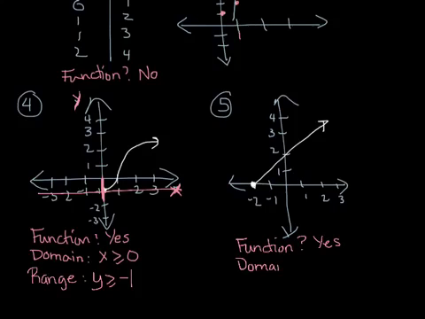Our domain, we're going to figure that out by seeing where the x starts and ends. So you'll notice that it starts at -2. It never ends. It goes on forever and ever. It's infinite. So for our domain, it's going to be all x values greater than or equal to -2.